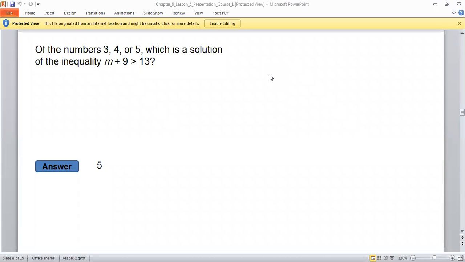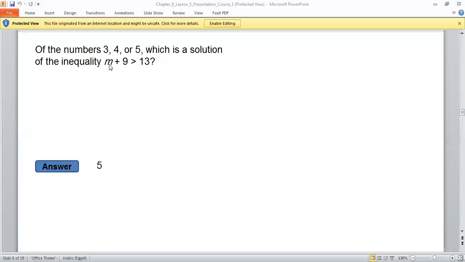Of the numbers 3, 4, or 5, which is a solution of the inequality m plus 9 greater than 13? So again, read the question. Of the numbers 3, 4, or 5, which is the solution of the inequality m plus 9 greater than 13?